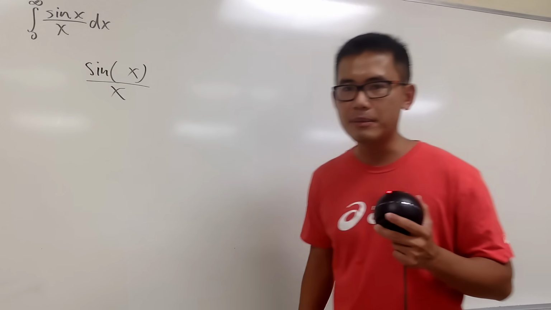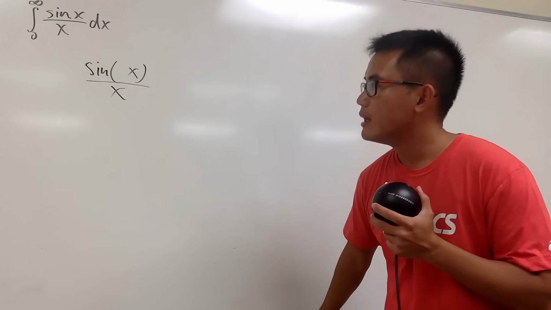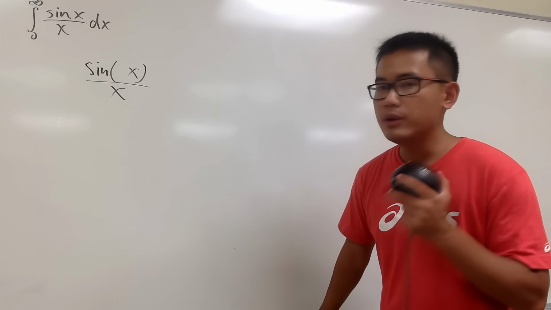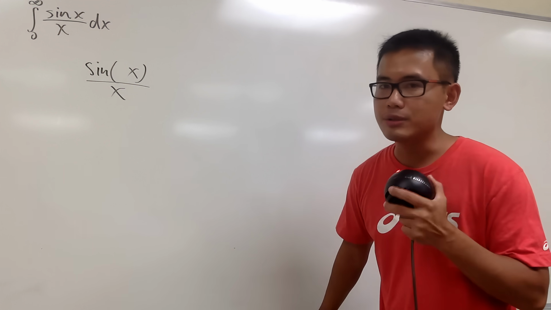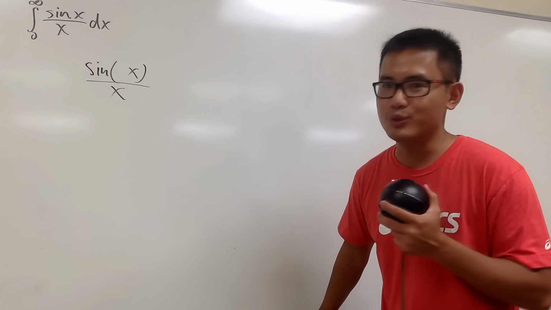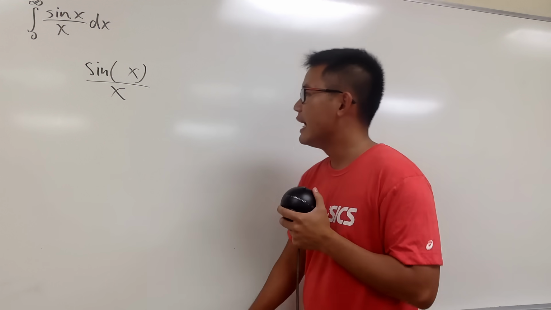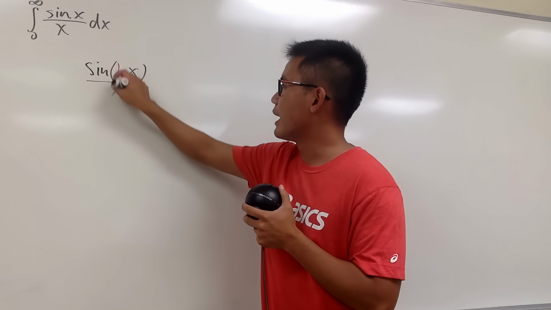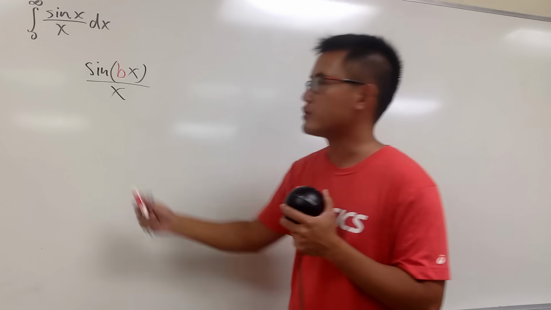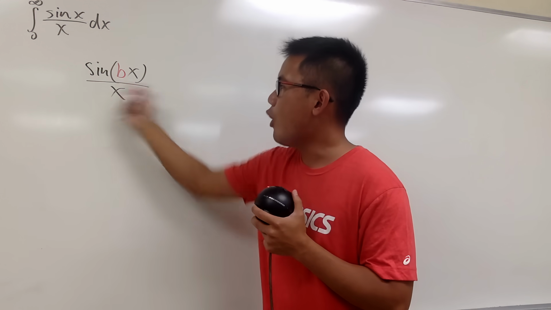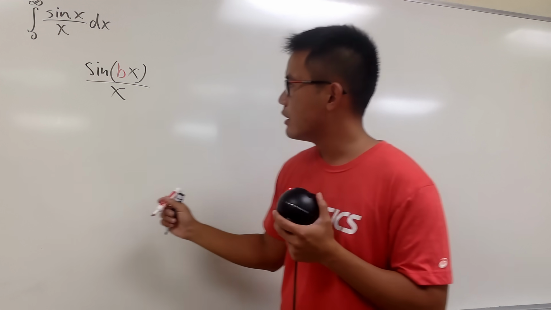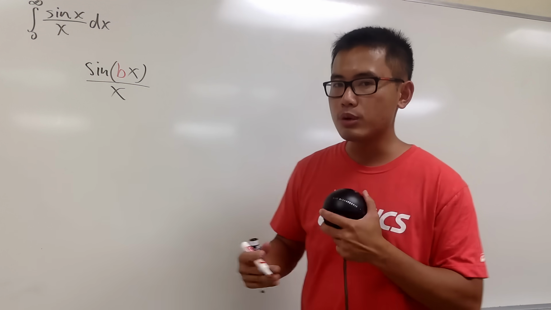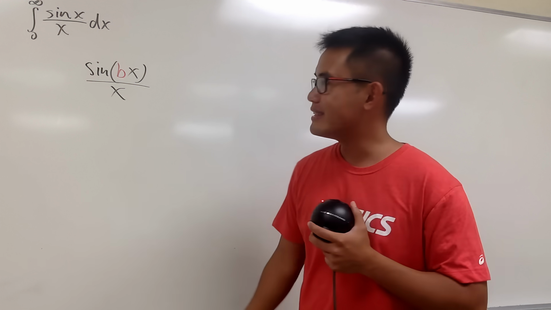And this is how the Feynman technique works. We are going to introduce what we call a new parameter. Traditionally we use b, but of course you can use whichever letter you like. Let me put down the b right here. So I'm considering the function as sine of bx over x. If this is the function I have, how can I produce that extra x to multiply by?